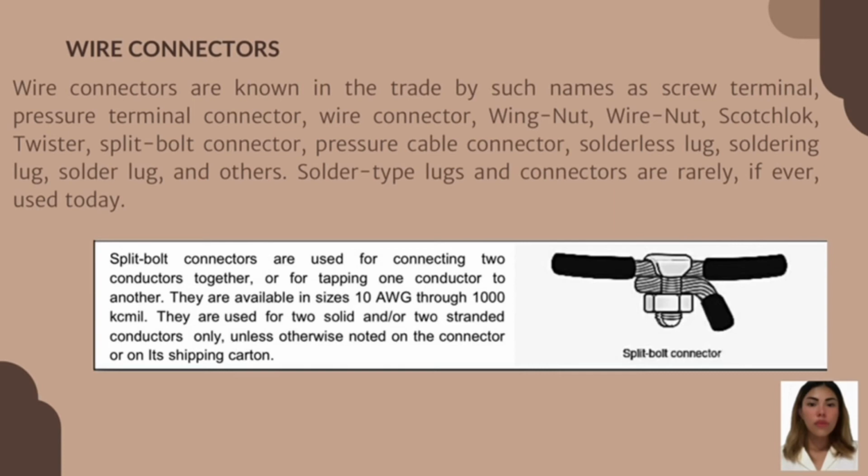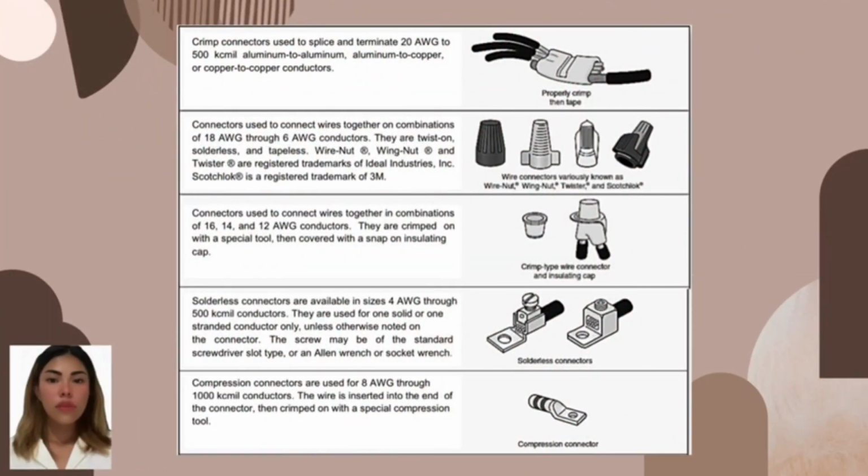So, split bolt connectors are used for connecting two conductors together or for tapping one conductor to another. They are available in sizes 10 AWG through 1000 circular mils. They are used for two solid and/or two stranded conductors only, unless otherwise noted on the connector or on its shipping carton.